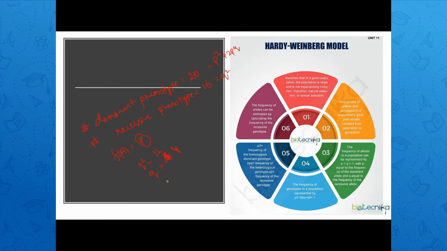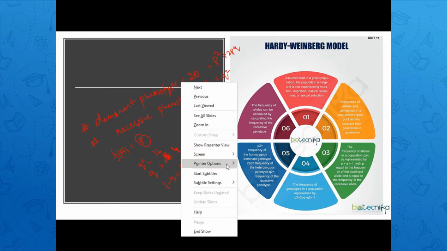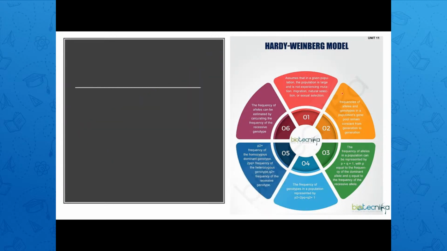Now, if I know q, simply 1 minus q will be my p. So 1 minus 4 is equal to 3. Got it? So this way we calculate. I hope it is clear to everyone. So in order to summarize, if you want to remember Hardy-Weinberg, what they are talking about, you can take help of the wheel. Okay, the concept wheel.